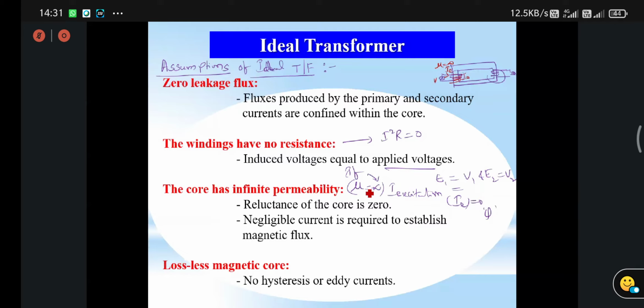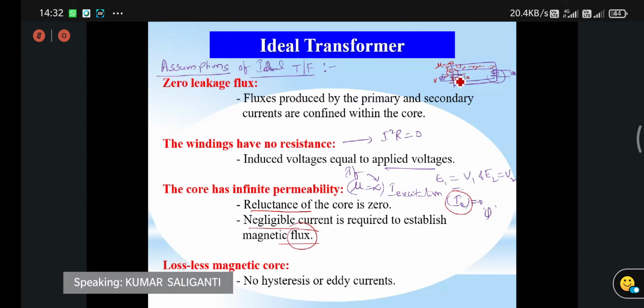If permeability is equal to infinity, the flux moves in any direction here, not in a uniform direction. The flux moves in any direction if the transformer core has infinite permeability. So you can see the reluctance of the core is zero, and a negligible current is required to establish magnetic flux here. The exciting current is negligible, that is zero. That is the current required to establish the magnetic flux here.